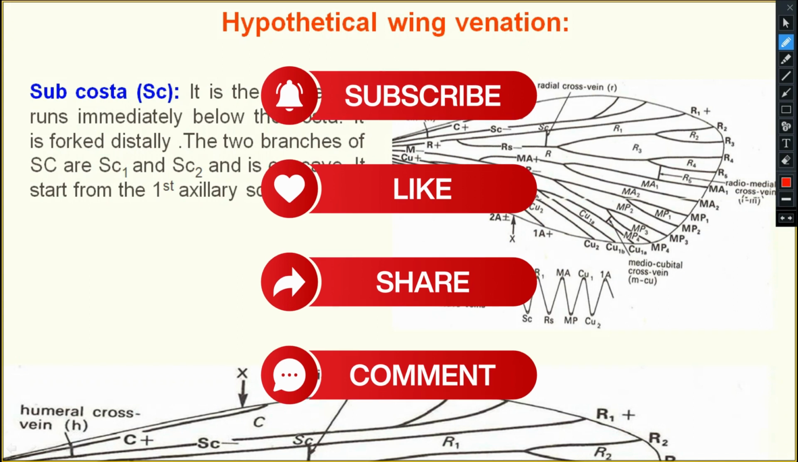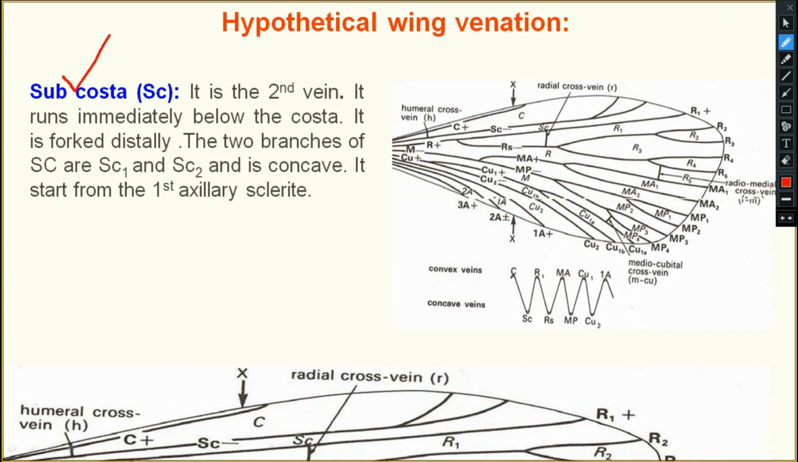Next you see the subcosta. It is the second vein. It runs immediately below the costa. There are two branches of subcosta. One is your SC1, and another one is your what?